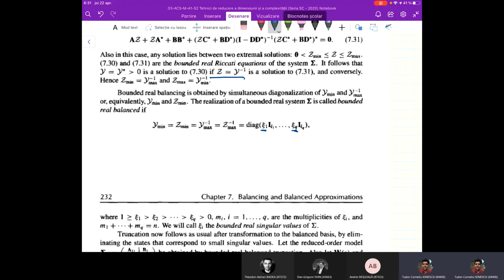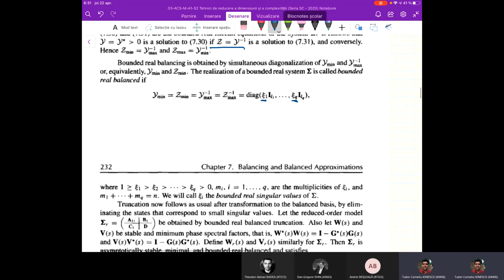Note that Z min, Y min, Z max, and Y max denote specific dissipation energy functions. We don't write them explicitly here. I have a paper on that, which you can study for the exam. It's my paper published in 2010, where you can understand these things, but that's for nonlinear systems.